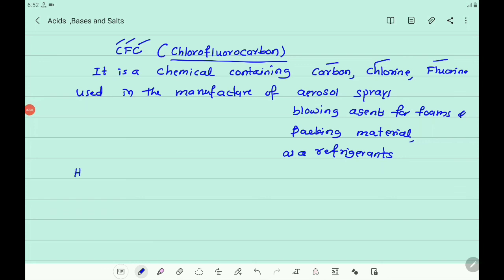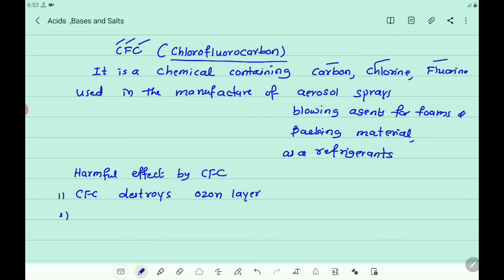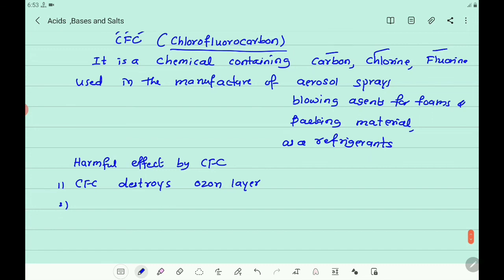So you take harmful effect by CFC. What is that? CFC destroys ozone layer. One thing. Second one, it causes global warming also.